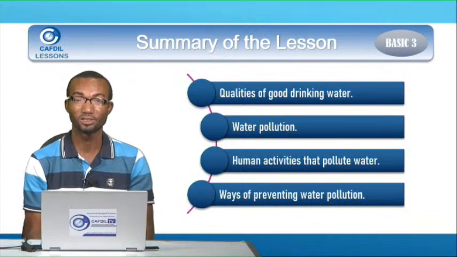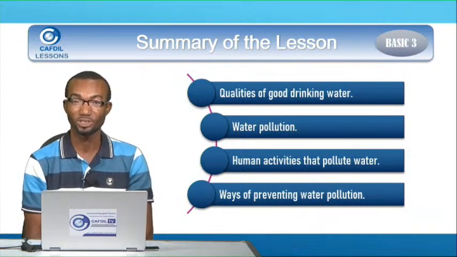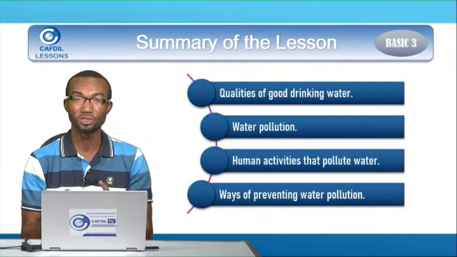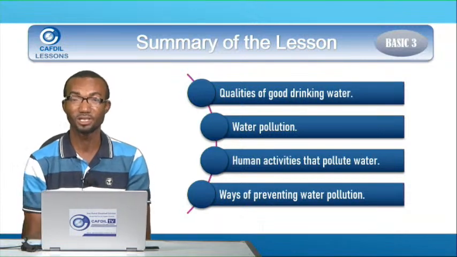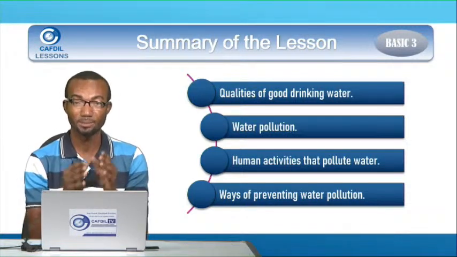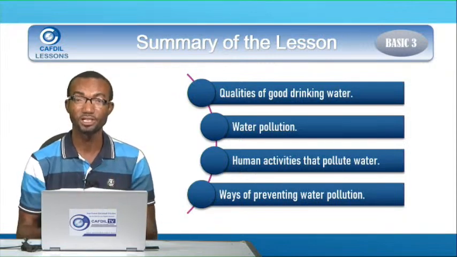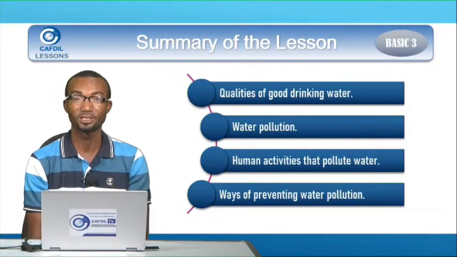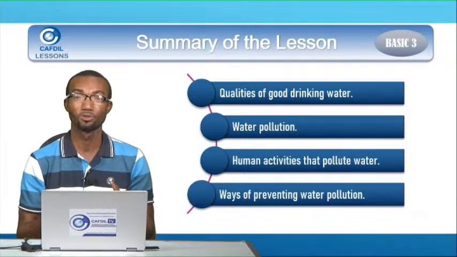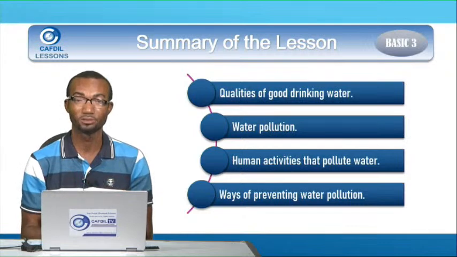And then we also looked at ways of preventing water pollution. We said we shouldn't throw rubbish anywhere. We should just tie it and keep it in a dustbin. We should also plant more trees and clean our environment regularly. All these things will help to prevent water pollution, and it will also make our waters clean.